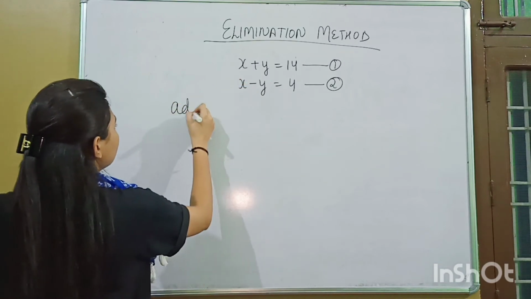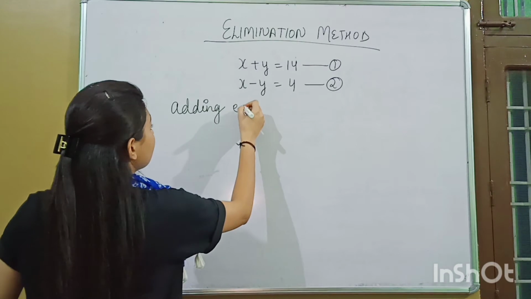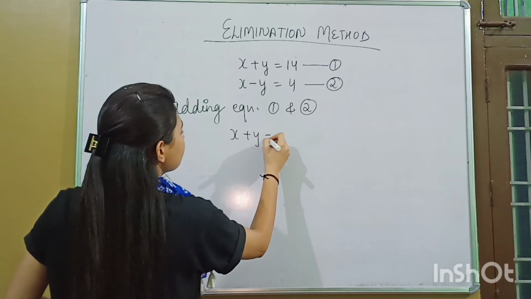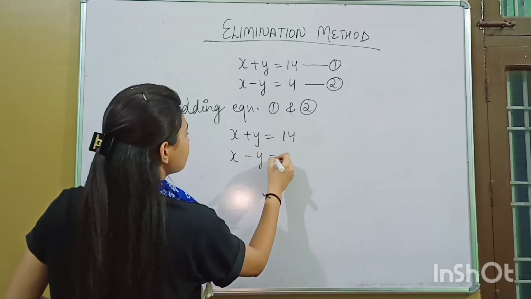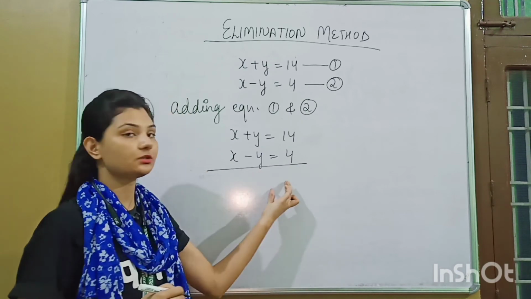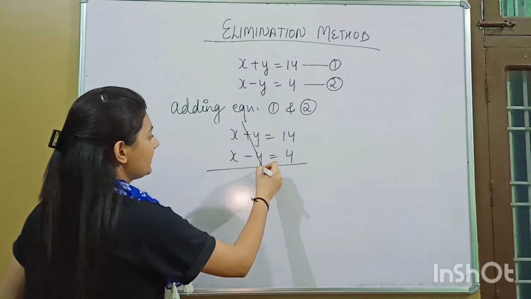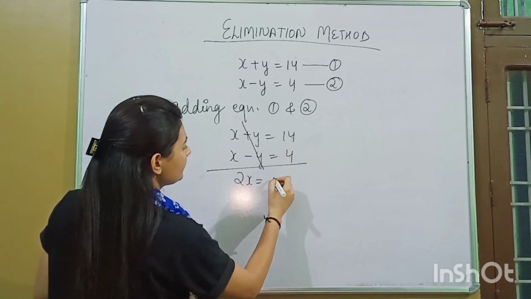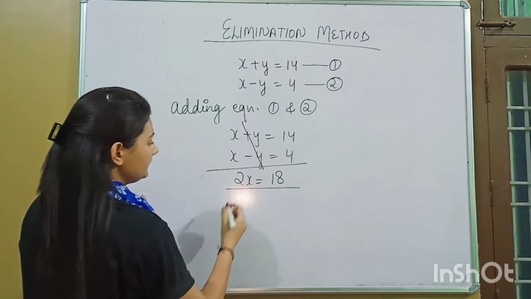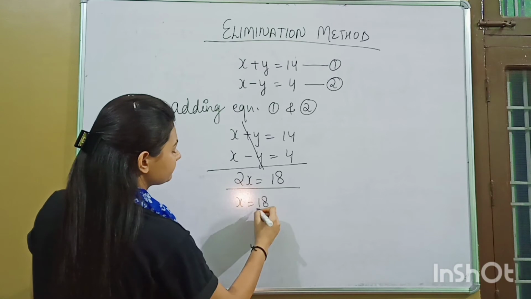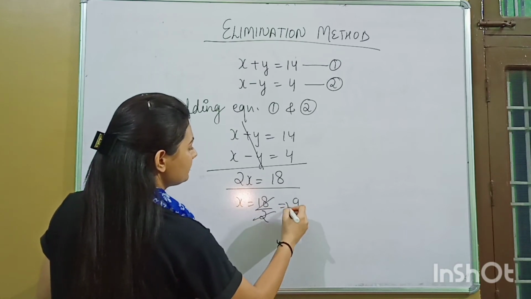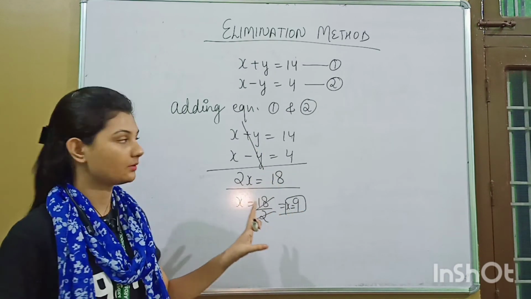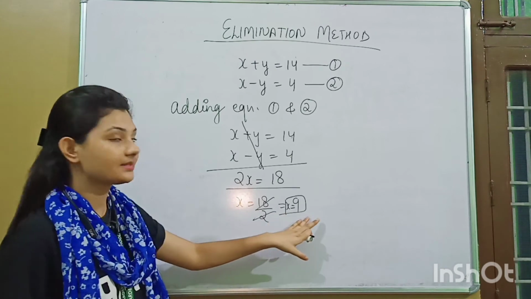Okay, what we can do is add equations 1 and 2, that is x plus y equals 14 and x minus y equals 4. Now if we add these two equations, plus y and minus y will be cancelled. x plus x is 2x equals 14 plus 4 is 18. Now we take this 2 to that side, that is 18 by 2 equals 9. So the value of x is 9. This is the simplest method of solving the equations.